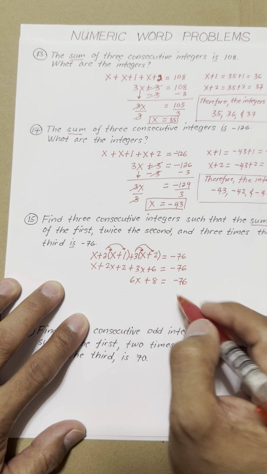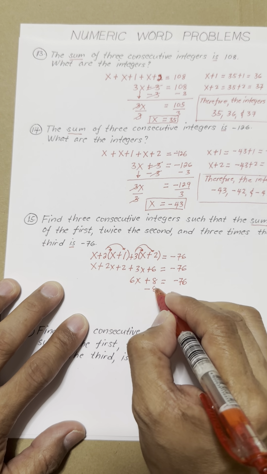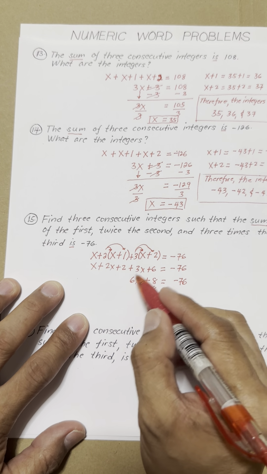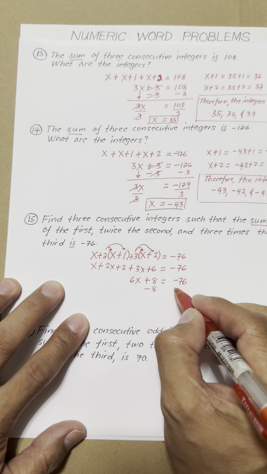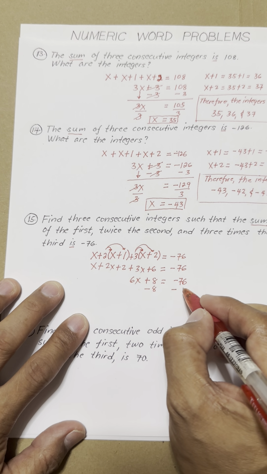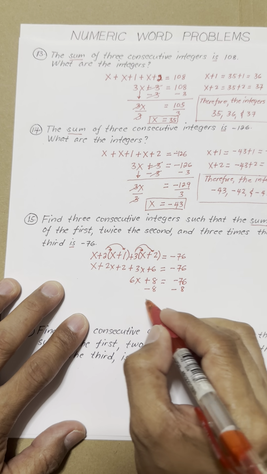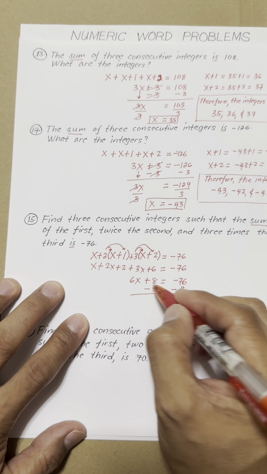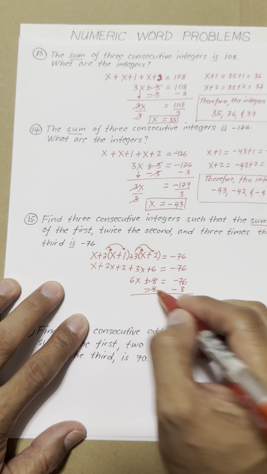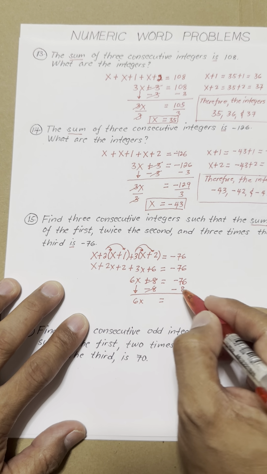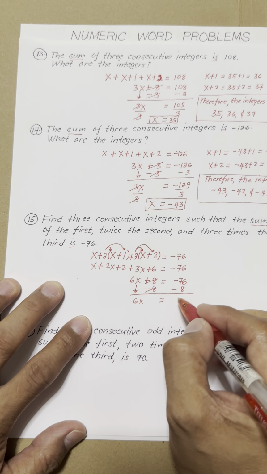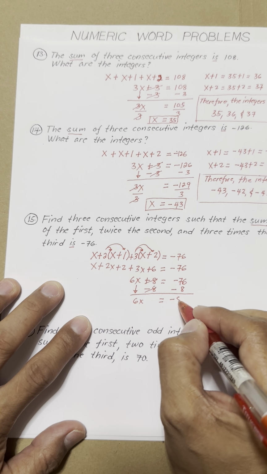So to solve this equation, we subtract both sides by 8 to isolate the term that contains the variable on the left side, then do the same also on the right side. Okay, so positive 8 cancels out with the negative 8. Bring this down. So 6x equal to minus 76 minus 8 equal to minus 84.